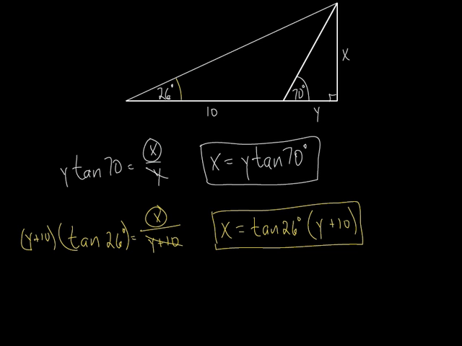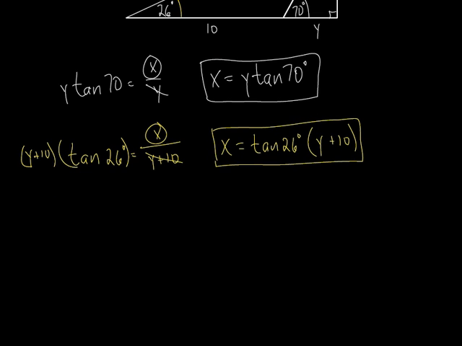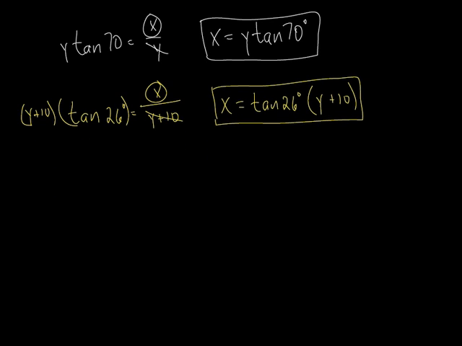So what we're going to do is this. Let me scooch this up a little bit. We don't really need the triangle right now. We'll come back to it. Look what we have. This is equal to x, this is equal to x, so this and this must be equal to each other. So let's actually set them equal to each other.